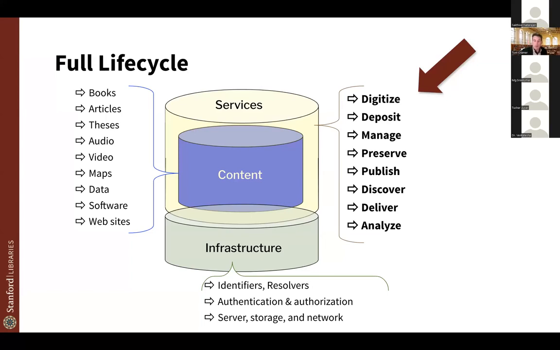I've mentioned access is both discovery and delivery. And then once material is up, analysis of the entire environment and analysis and digital curation of the materials is essential.